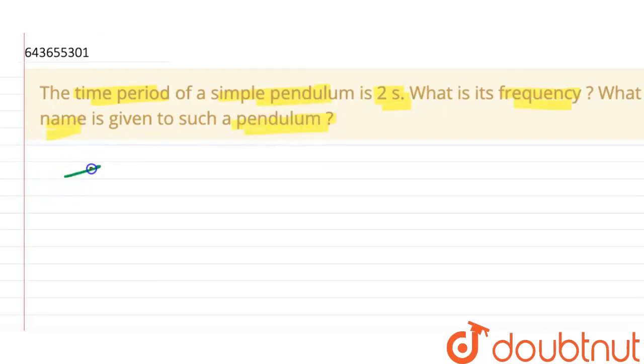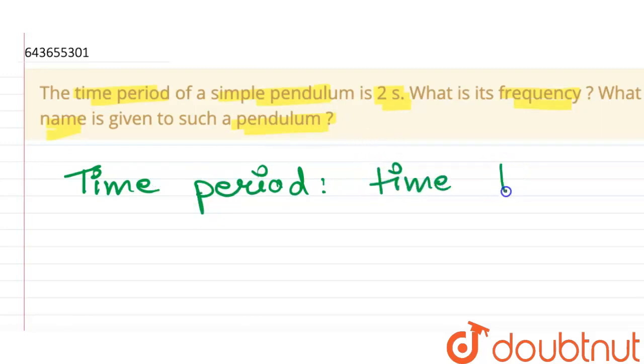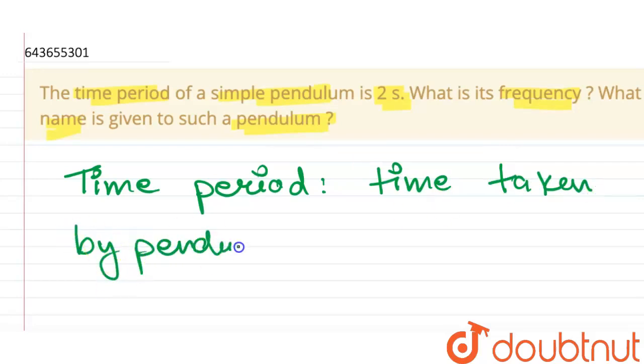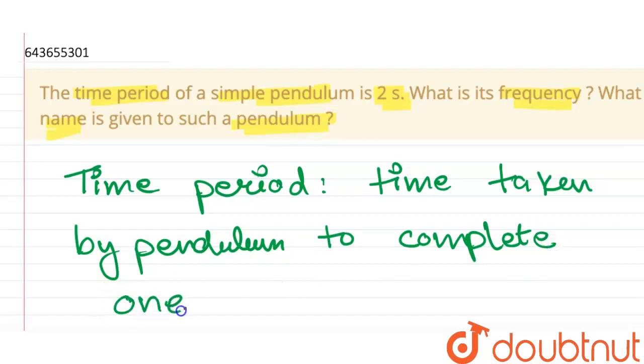Alright. So time period is time taken by one oscillation. Time taken by pendulum to complete one oscillation. All right, that is time period.